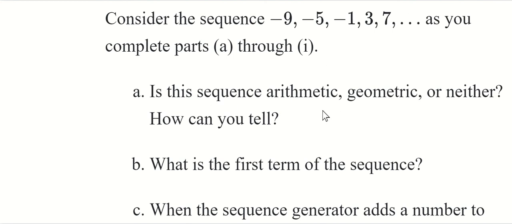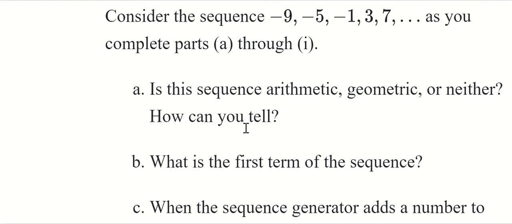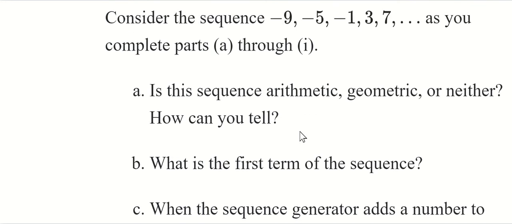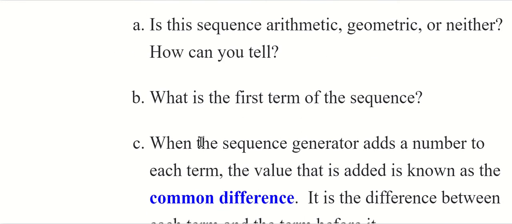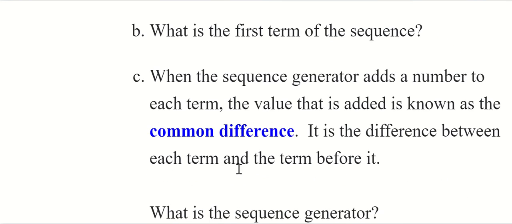Is this sequence arithmetic, geometric, or neither? How can you tell? What is the first term of this sequence? When the sequence generator adds a number to each term, the value that is added is known as the common difference. It is the difference between each term and the term before it.